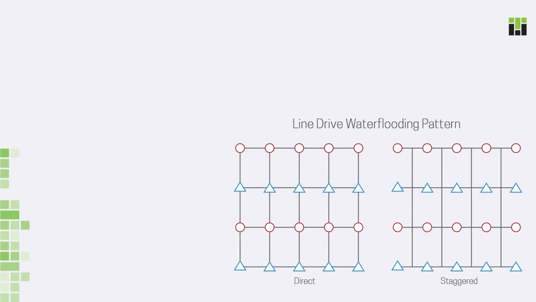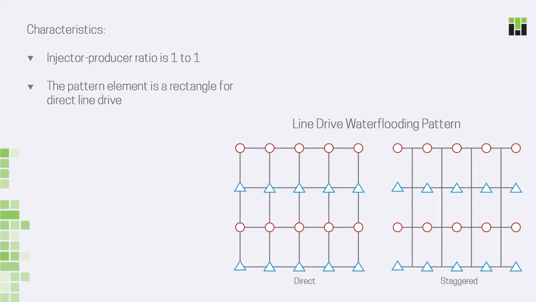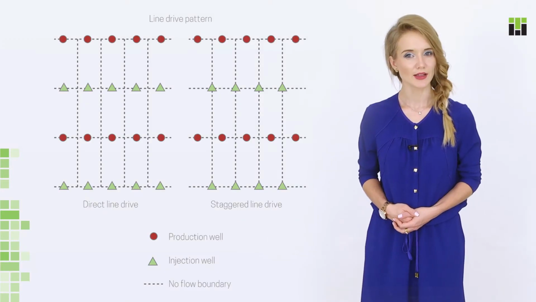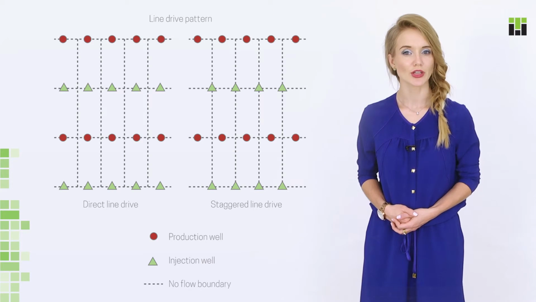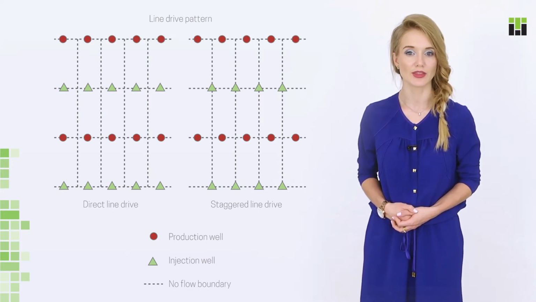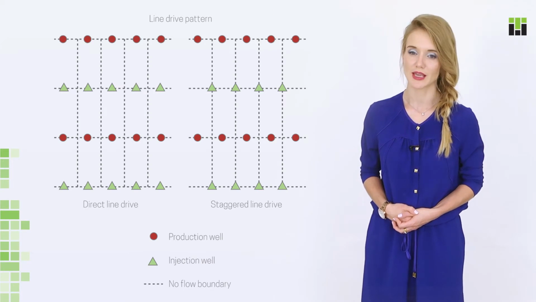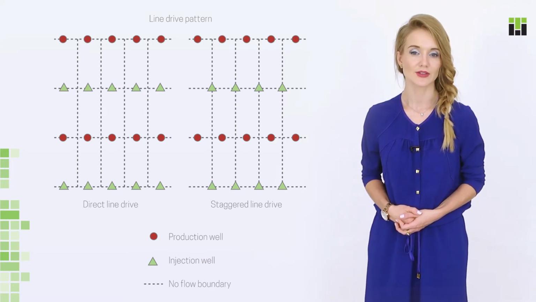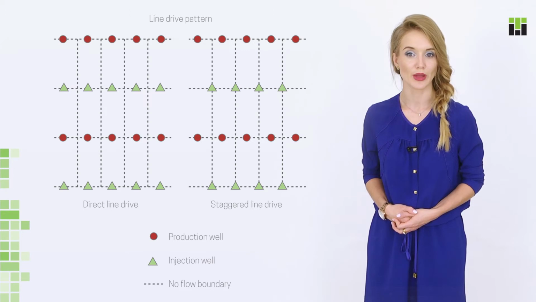Line drive pattern has the following characteristics. Injector-producer ratio is 1:1. The pattern element is a rectangle for direct line drive, or displaced row of injectors and producers for staggered line drive. In staggered line drive pattern, injectors and producers are displaced against each other by half the distance between wells of the same type. Staggered line drive is more efficient than the regular one.